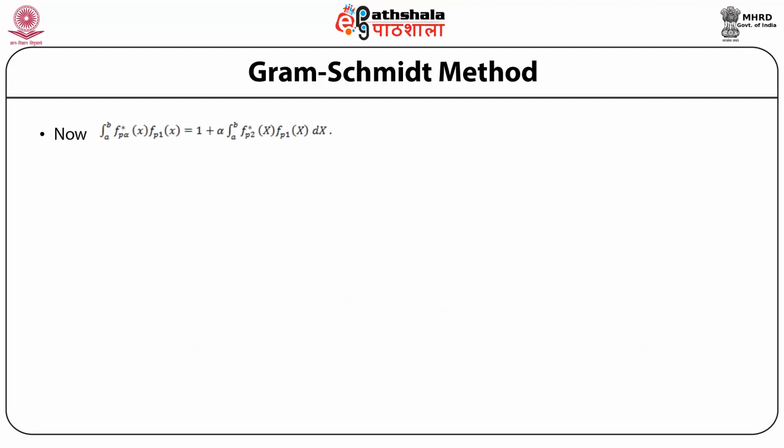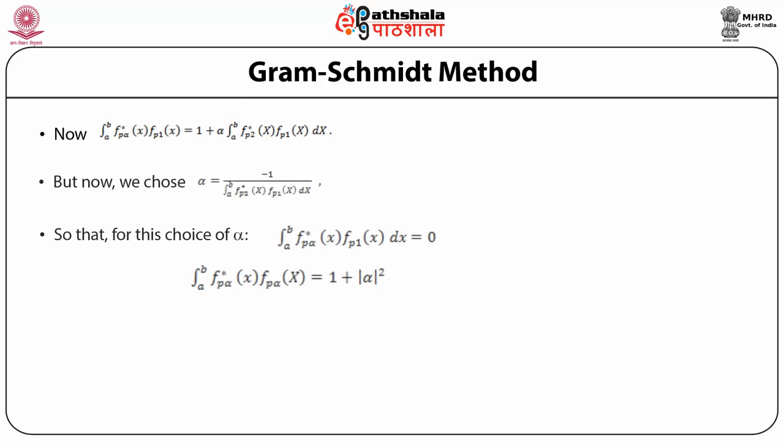Now the integral of the product fp alpha star x fp1 x from a to b is equal to 1 plus alpha times an integral a to b of fp2 star x fp1 x dx, where alpha is equal to minus 1 upon integral a to b fp2 star x fp1 x dx. But now we choose alpha to be this, so that for this choice of alpha, the integral from a to b of fp alpha star x fp1 x dx is equal to 0.